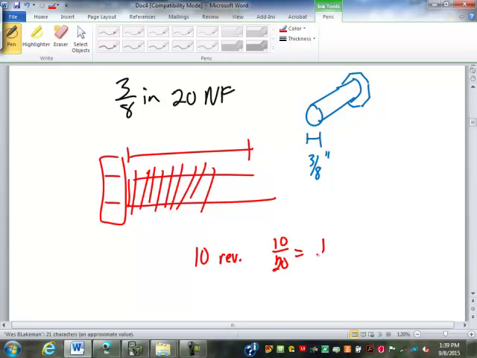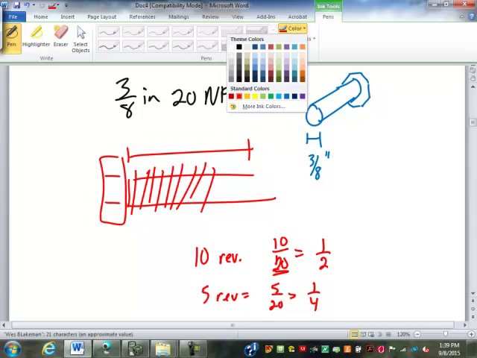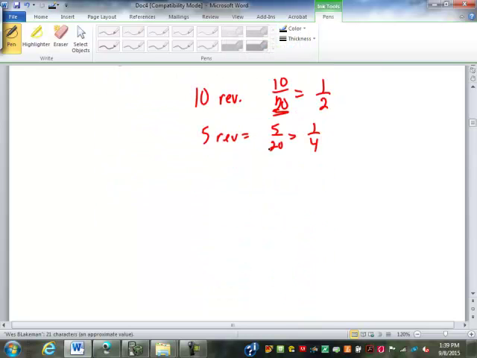10/20ths or 1/2 inch. If I turn it 5 revolutions, 5 out of 20 or 1/4. Does everybody see where the 20 is coming from in this fraction? It's 20 threads per inch, so 20 revolutions would be a full inch. So 10 revolutions would be 10/20ths. 8 revolutions would be 8/20ths or 4/10ths or 2/5 of an inch. Okay, I just wanted to point that out before we started our quiz.